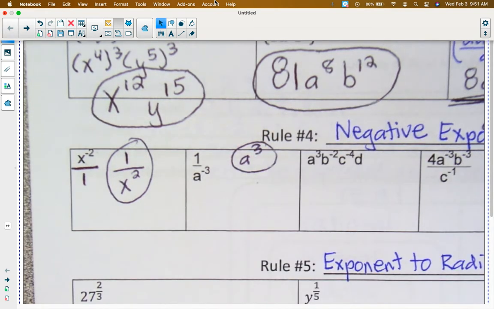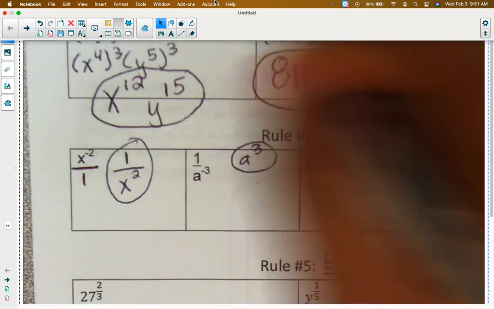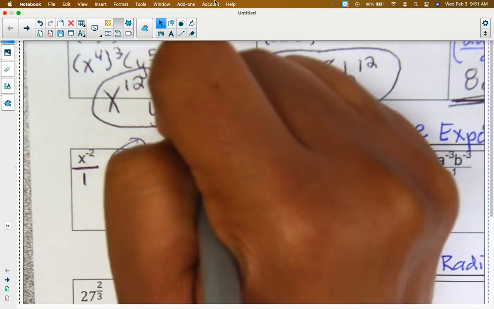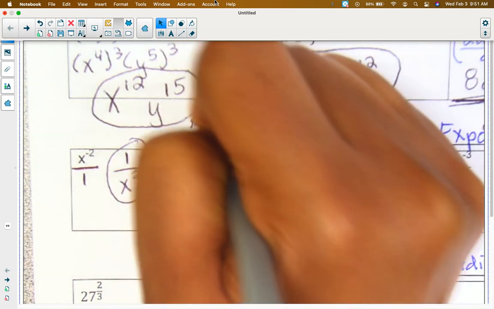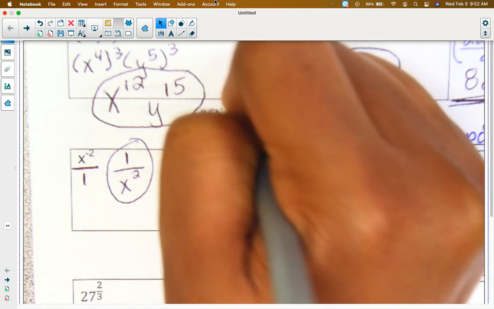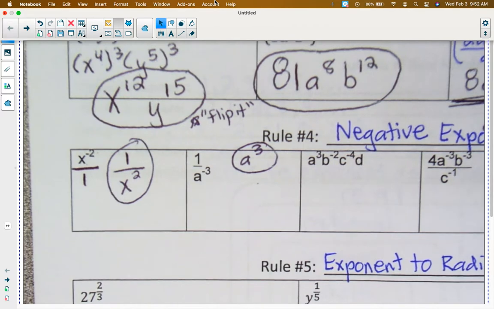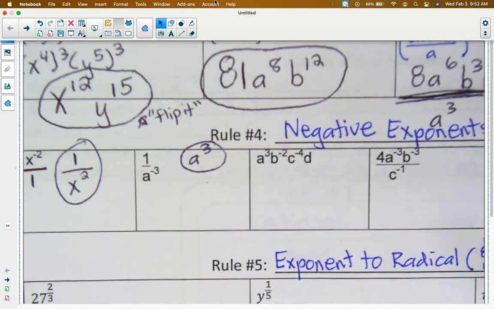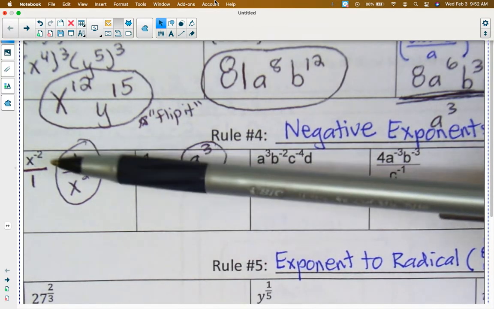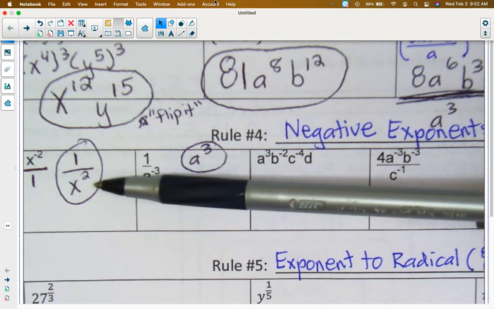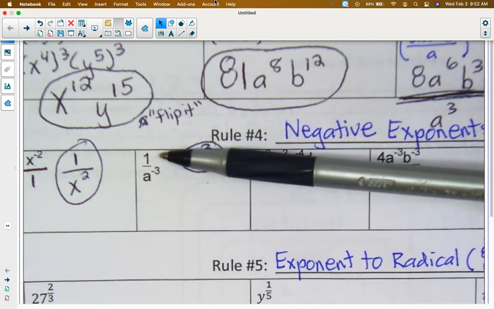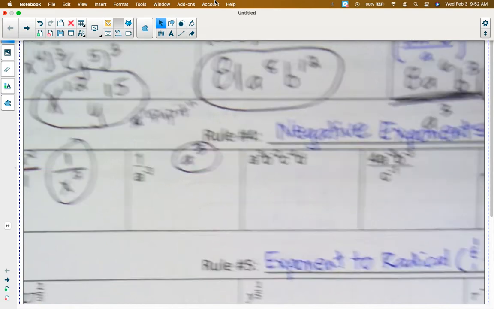So this is why I like to think of this rule as flip it. So up here, let me write right here, I'm going to say flip it. So you flip it to the opposite of where you are. So for the negative exponent rule, flip it to the opposite of where it started. If it started in the top, flip it to the bottom. If it started in the bottom, flip it to the top. So let's go through and do some more.